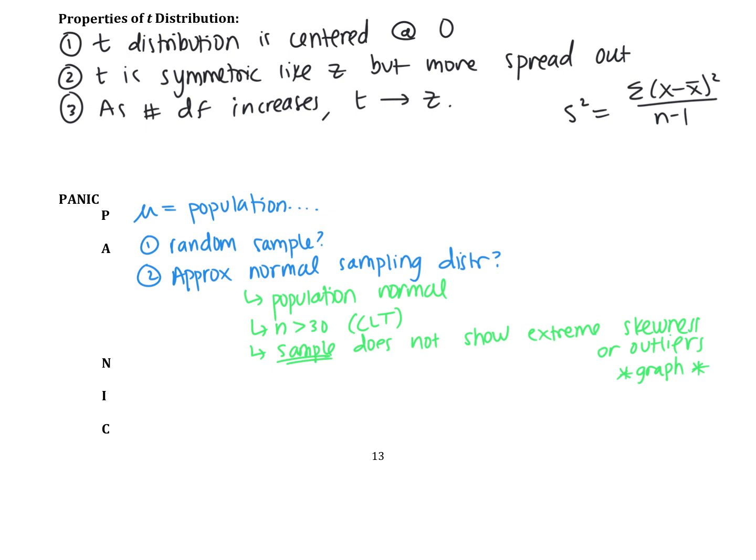Okay, and then third assumption, 10% rule. But remember, that's only if you're sampling without replacement from a finite population.